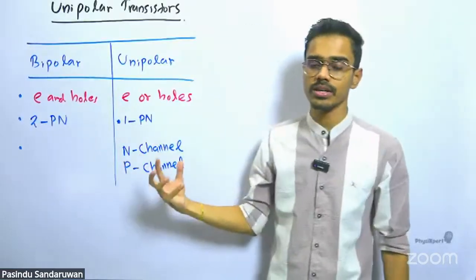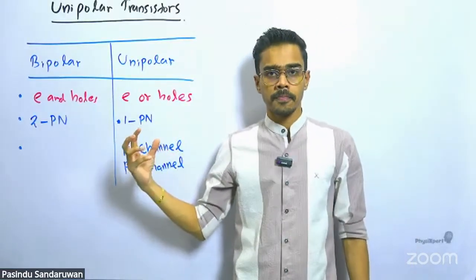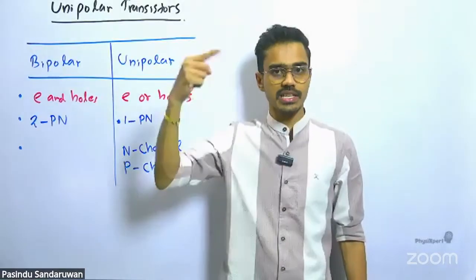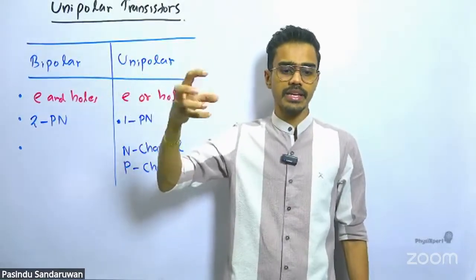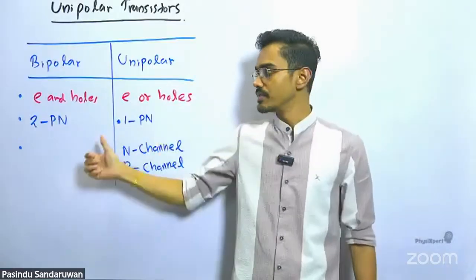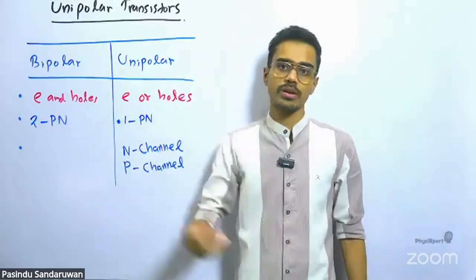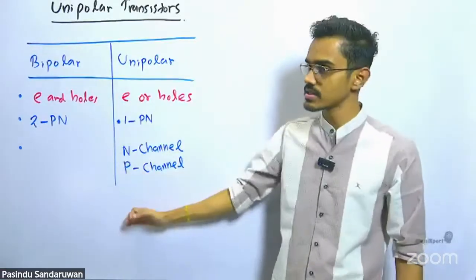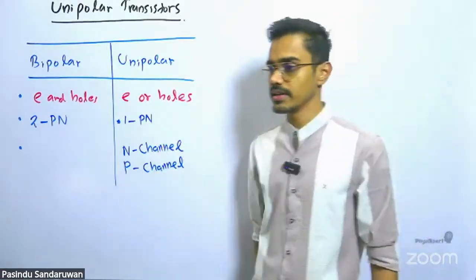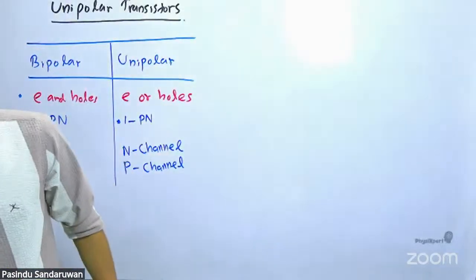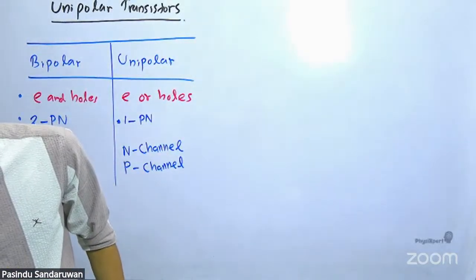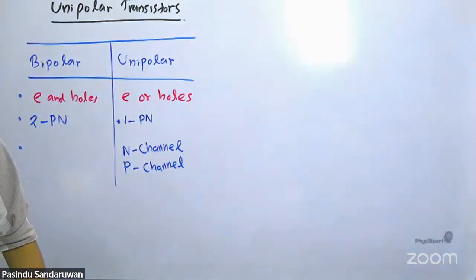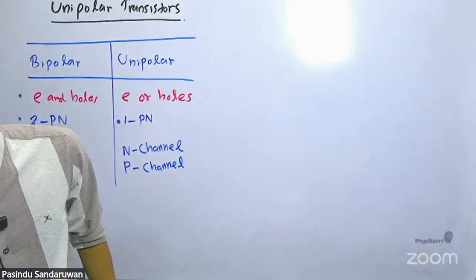When it comes to unipolar, that is not a current control device. That is a voltage control device. We will see in the coming parts. The main general equation of this transistor is also based on a voltage. So that is called a voltage control device. Write down on the unipolar side, a voltage control device.